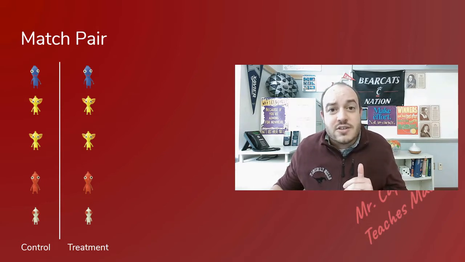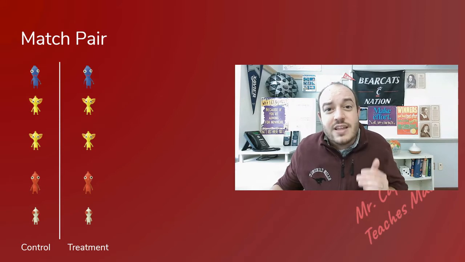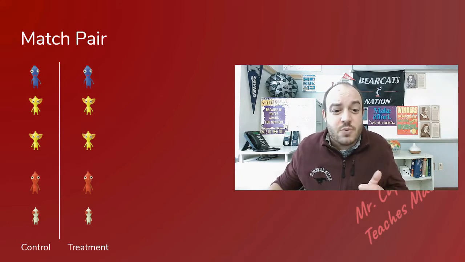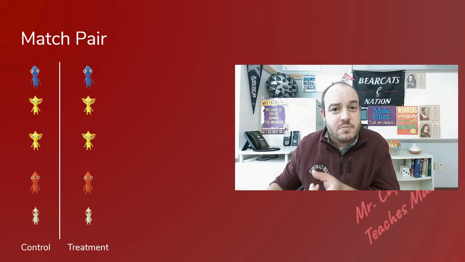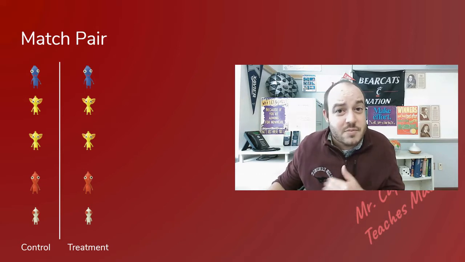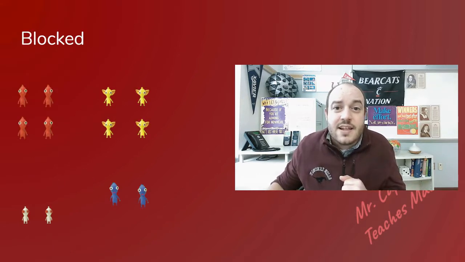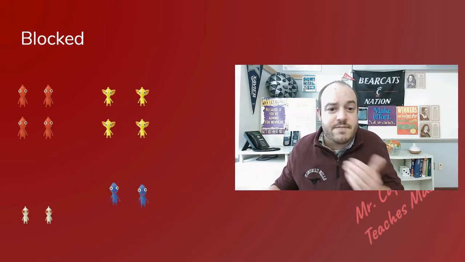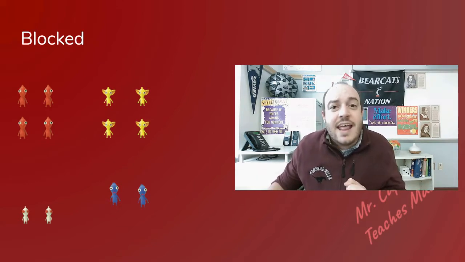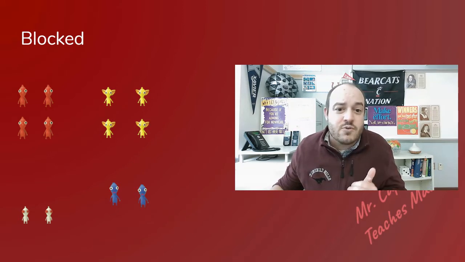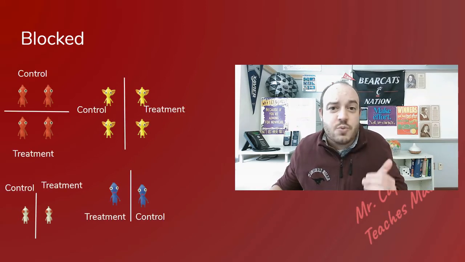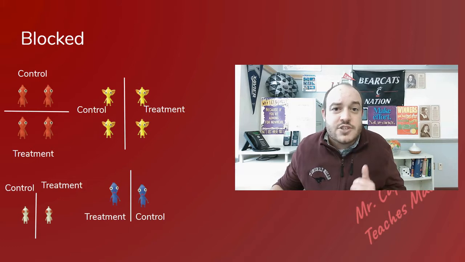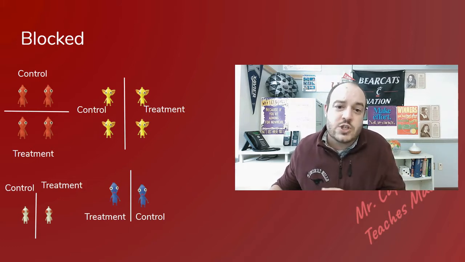That way, when you're all said and done, you can have a really good comparison because each one of your control people have a treatment person that is very similar to them in all ways, shape, or form. The last type is called blocked, which is where I separate them by a characteristic first, in this case, color, and then I assign numbers and randomly split each one of my blocked groups so that one half of them is in the control and the other half is in treatment.